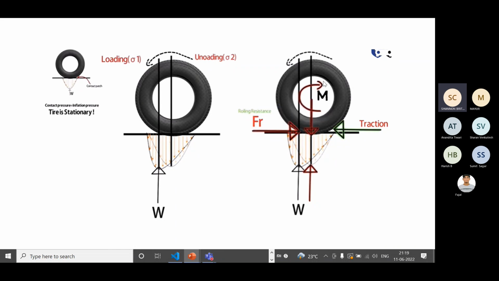Okay, so since the wheel is rotating in anti-clockwise direction, we take a rolling resistance which is acting opposite to the motion. So this is the direction of rolling resistance. This is traction. Traction is a force which keeps the tire bound to the ground. So this is acting along the direction of the rotation of the wheel. So these are all the forces acting on the wheel.